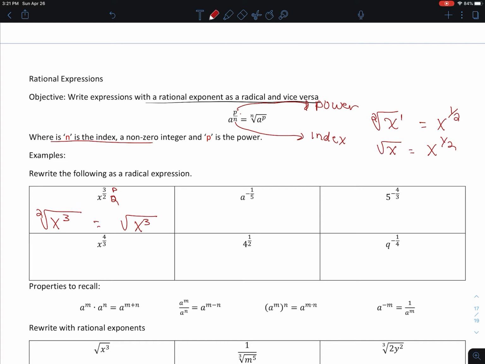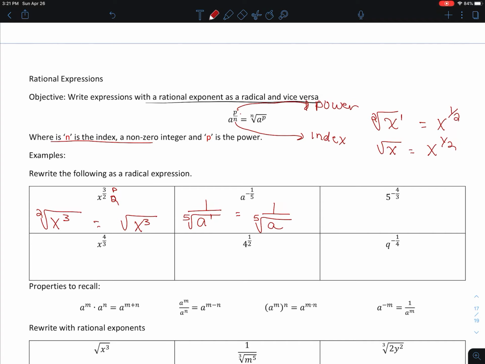Also recall from when we did exponents earlier that anything with a negative exponent goes in the denominator. So we're going to write this as 1 over a raised to the first power, with an index of 5. So I can write that as 1 over the 5th root of a.